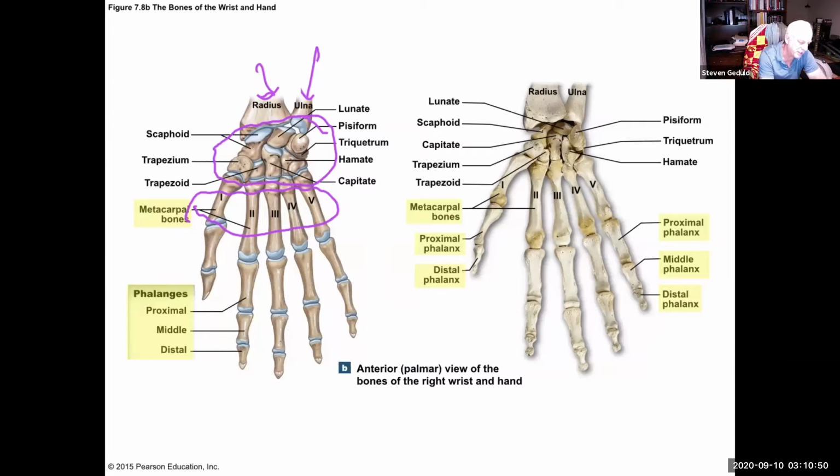There's 3 phalanges, a proximal, a middle, and a distal in all of your fingers except for the pollex. The pollex is your thumb, and that only has 2. It has a proximal and a distal phalanx. It does not have a middle phalanx for the thumb.